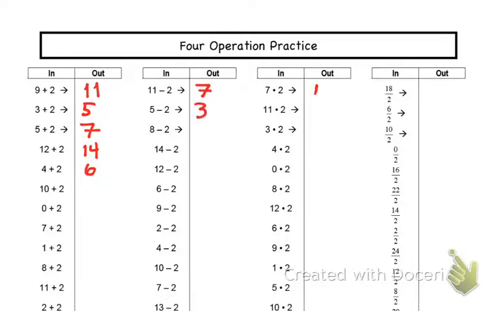On the next column, you can see we have subtraction. We have 11 minus 2 is 7, 5 minus 2 is 3. On the third column, we have multiplication. 7 times 2 is 14, and 11 times 2 is 22.